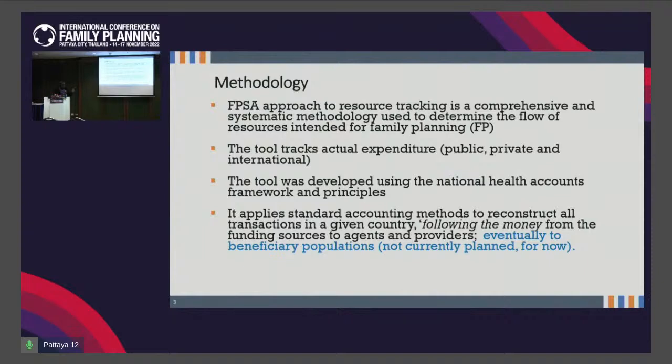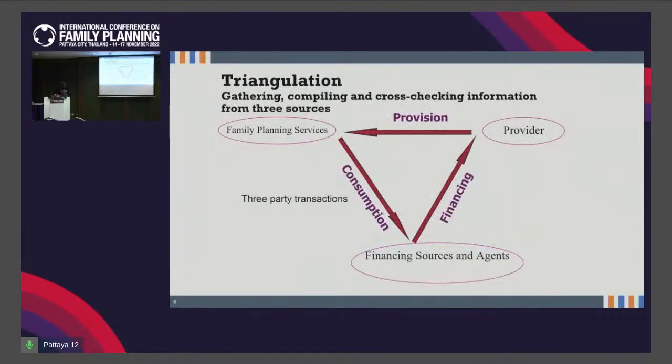And in tracing this flow of funds, we apply what we call a top-down approach, if it is possible to get information from the sources. And then we move down to the agents, and sometimes we start from the providers upwards. So we apply two methods, the top-down and bottom-up. This is the way we triangulate data that we collect from the different sources.